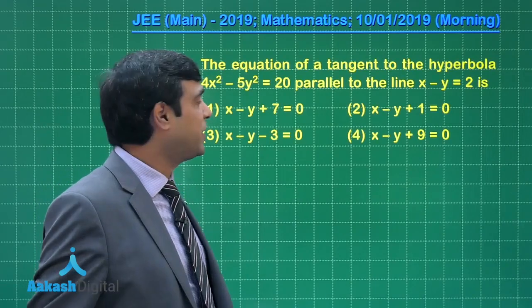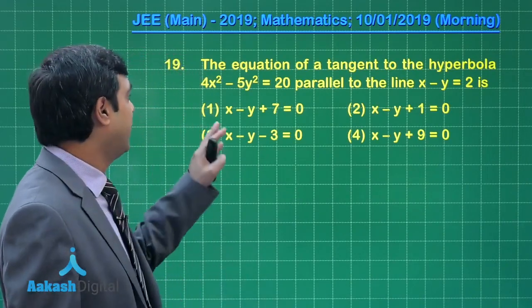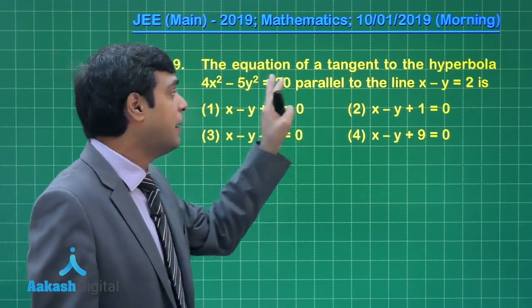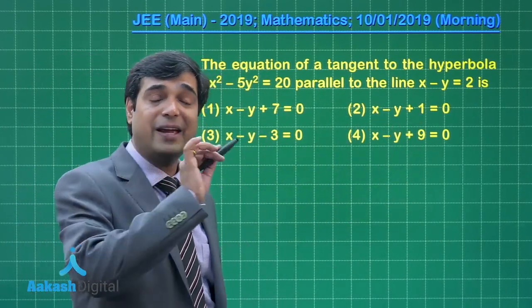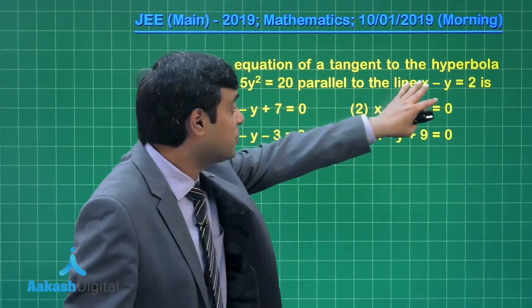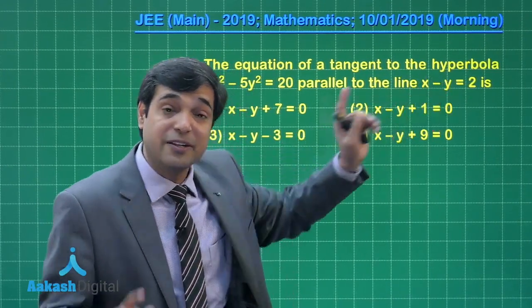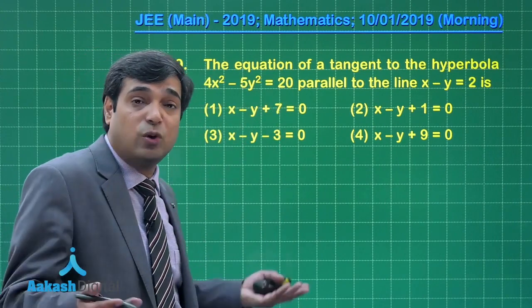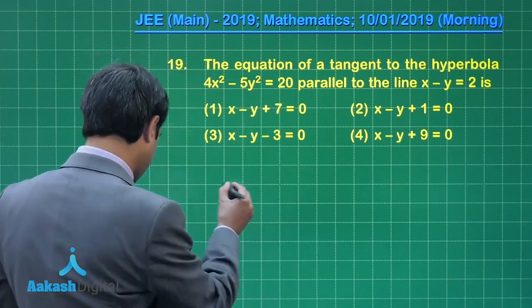Let's move on to the next question of this paper, that is number 19. The equation of a tangent to the hyperbola, equation is given, parallel to the line x minus y is equal to 2. Now, we have the slope of the required line, that is 1. We can find the equation of tangent for this hyperbola when the slope is known. That's a simple one. So, let's start this question.